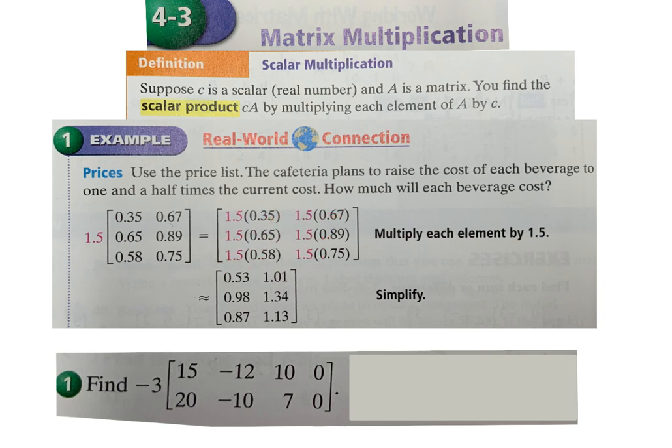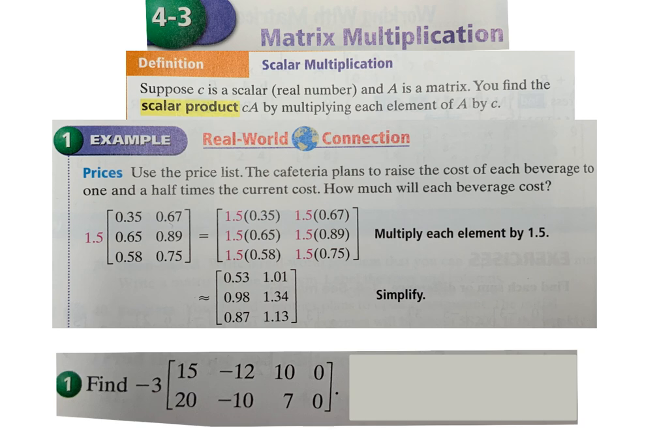You multiply each number within it by the scalar number on the outside, the scale factor on the outside. Then they rounded them and got that answer there. But it's very much like distribution. You just distribute the scale factor through every single element in the matrix. So go ahead and do Check Understanding number 1.